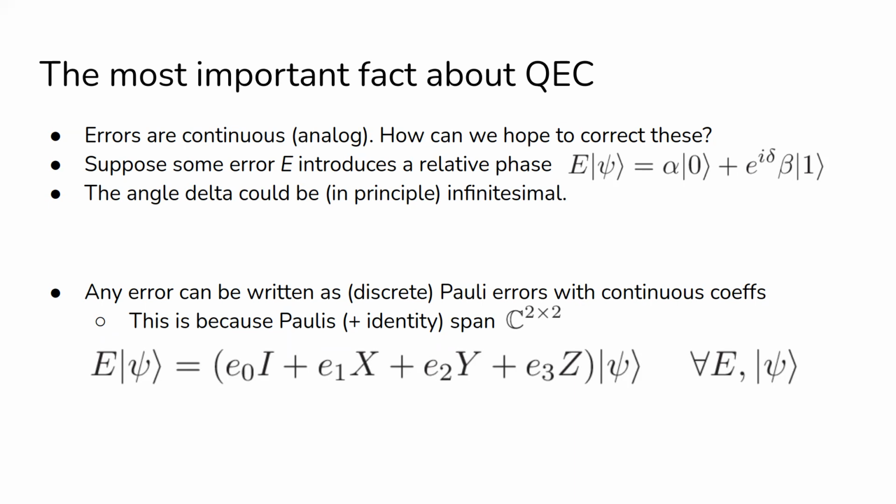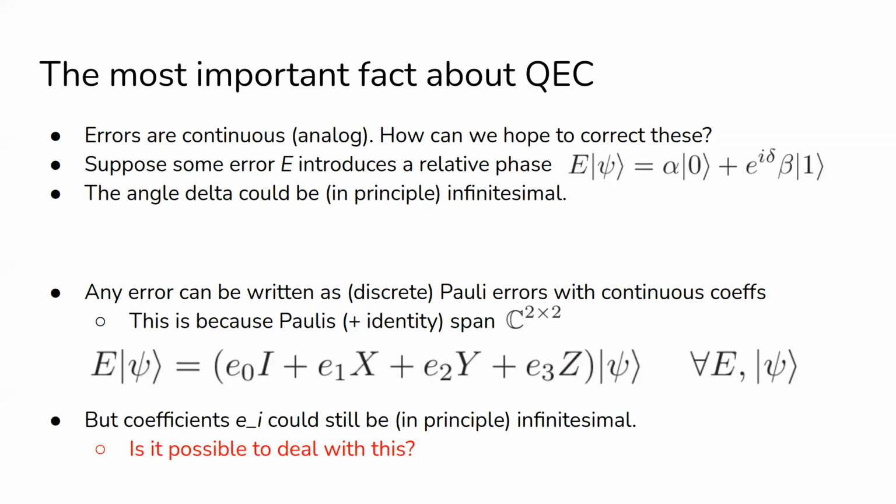However, we didn't do too much, because the coefficients, what I'm calling the E0s, E1s, these could still be continuous. So take a minute to think about it and discuss with your neighbor maybe. Is it possible to deal with this? Can we correct these infinitesimal errors, these coefficients E sub i, or are we just going to say we can't deal with this? We'll correct some things like the discrete set, and we'll just have to live with this. Take a minute to think about this, and shout out if you have any ideas.